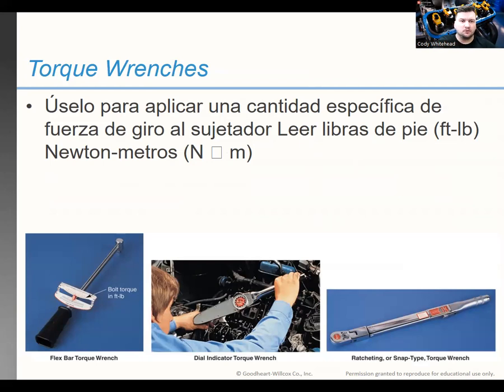You have multiple different types of torque wrenches. Down in those pictures give you your different types. You got your flex bar on your left, dial indicator in the middle, and your ratcheting or snap style torque wrench on the right there.